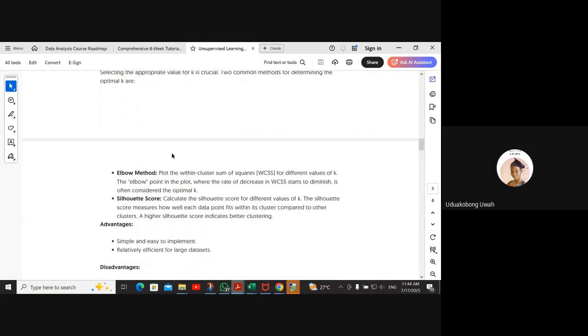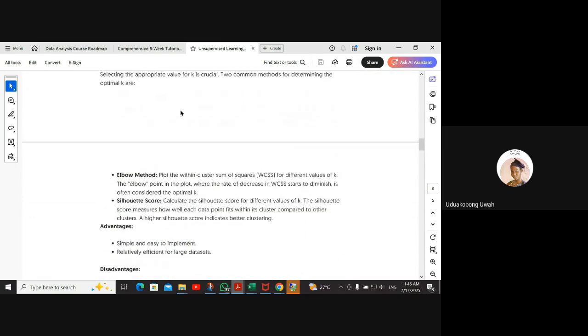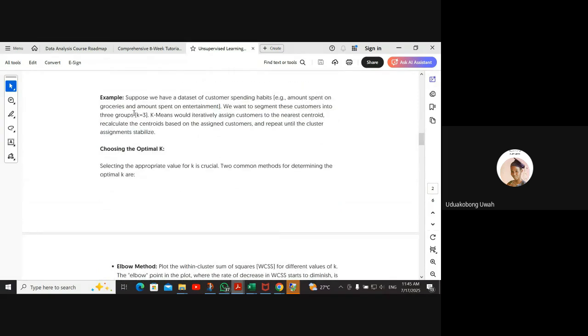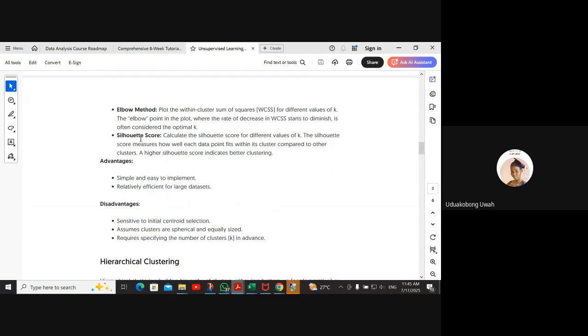Okay, so you can just check that out. It's nothing much, it's just what we've talked about. But understand that it partitions similar items into clusters, and the number of clusters should be known. If K is 3, you know that we have 3 clusters. If it's 2, you have 2 clusters. So the advantage of K-means is that it's simple and easy to implement, and it's relatively efficient for large data sets.